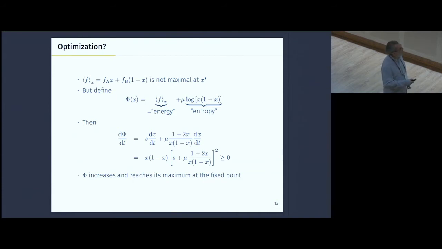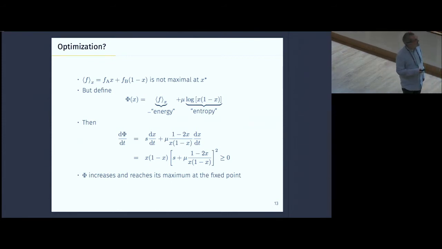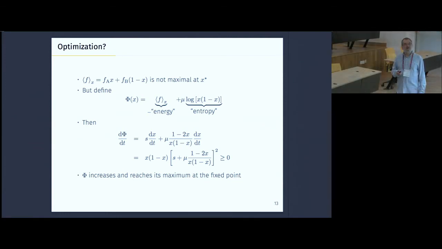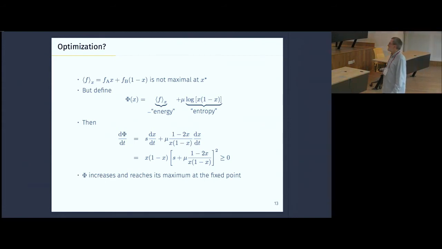Well, it's quite funny that you can define this function. This function has a term which is defined on the population distribution, so the distribution of the alleles in the population. And you have two terms. One is the average value of the Fisher fitness. And the second one is defined in this strange way. It's the mutation rate times the log of x times 1 minus x. And I call it entropy, and people who have done statistical mechanics know why. But it's just another term.